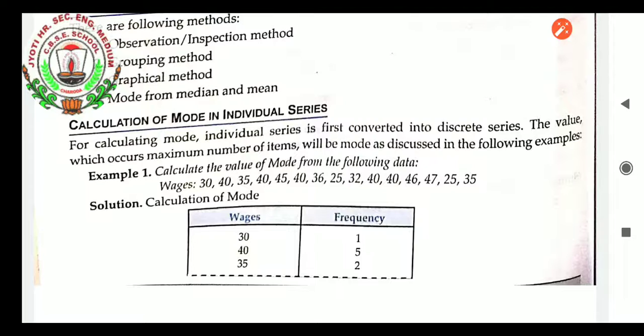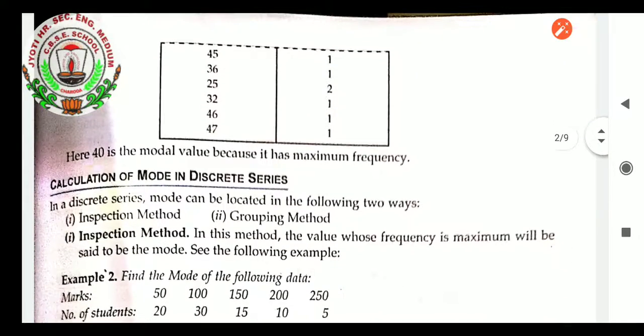Next comes 36. How many times? Only one time. 25 came 2 times. 32 came 1 time. So that way you write the frequency. I think the most frequent value is 40, which repeated 5 times. Okay, so hence 40 is the modal value. Nothing else is to be done.